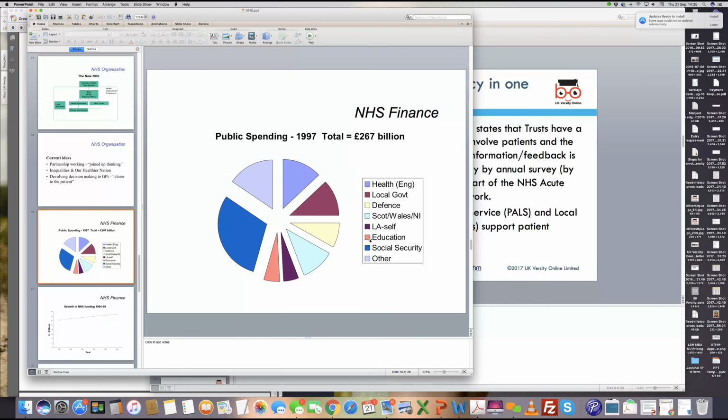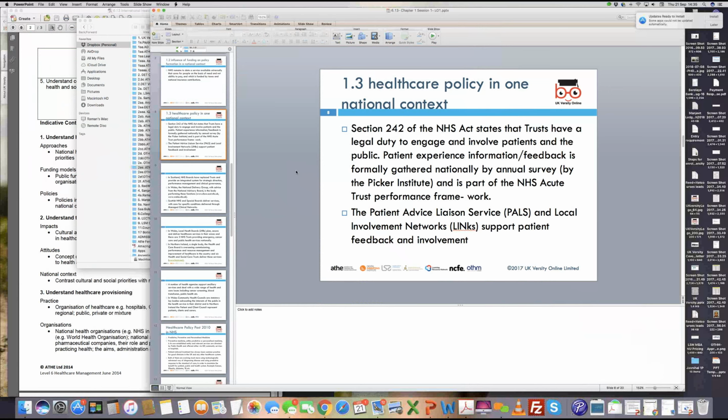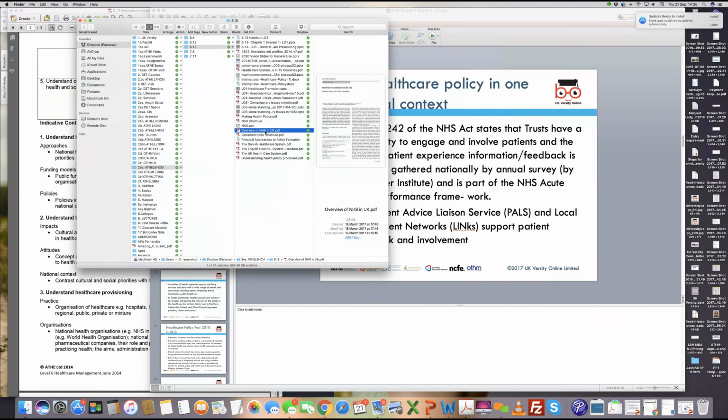So at that point in time, the turnover of the UK economy was 267 billion. And out of that, if you look at health, it's a large chunk. It was 1/6 or 1/7 of the total budget, which was actually spent on the NHS. Is that okay? Yeah.